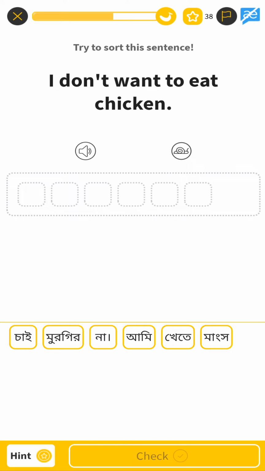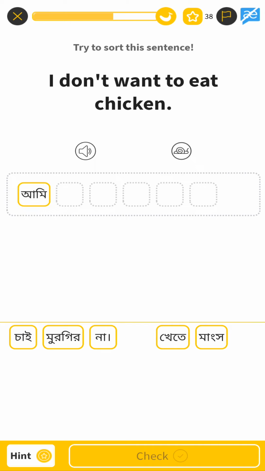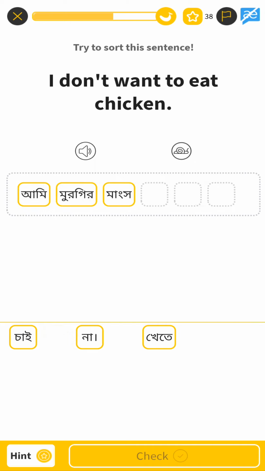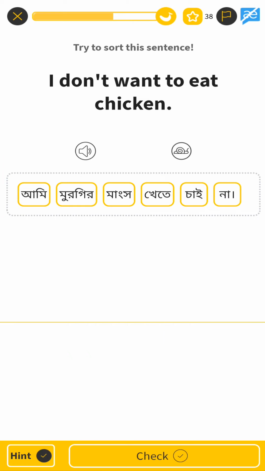So I'm covering up the bottom bit with my hand, by the way, so I can try to do it in my head before I look at the options. I don't want to eat chicken. I think is Ami Murger Mangsho kete chai na. Let's see. Ami Murger Mangsho Kete chai na, which I think is what I said.